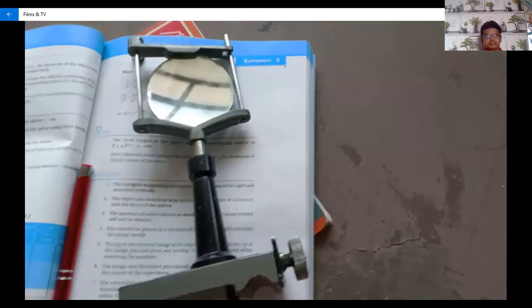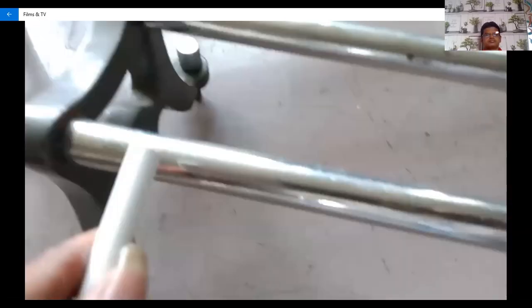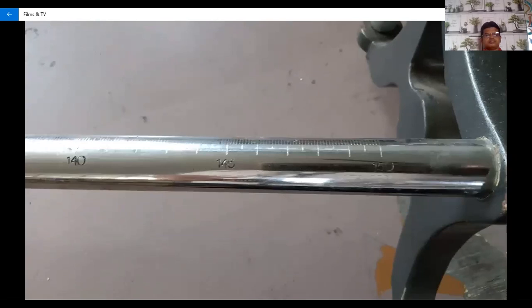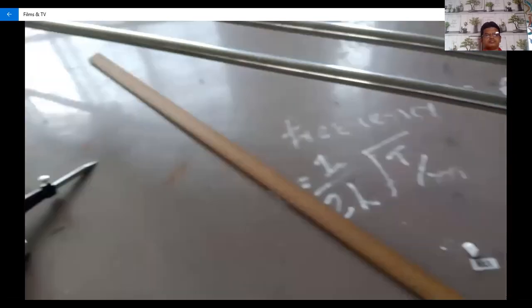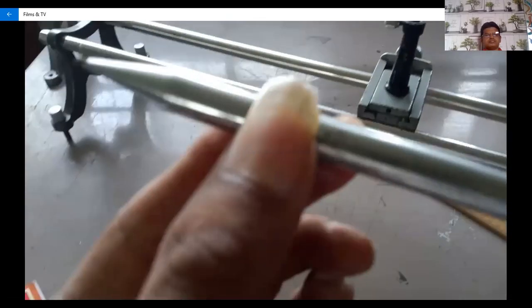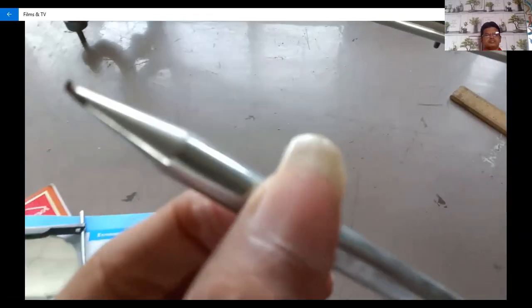So here we are using one optical bench. This optical bench shows the scale starting at 0 and increasing up to about 150 centimeters, but no problem, we want a maximum range of 100 centimeters in total. Now here we are using a pin, the object or image pin. With the help of this pin we note down the readings. Okay friends, so let's start the practical.